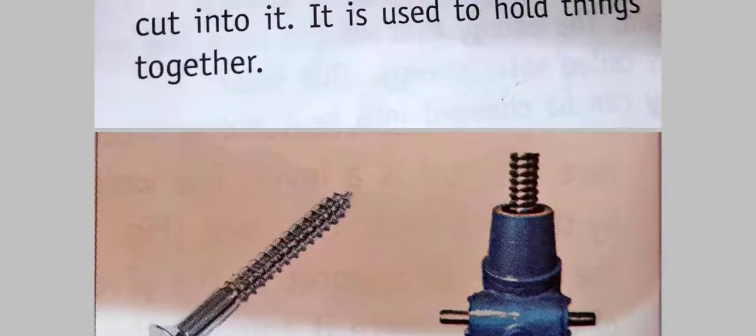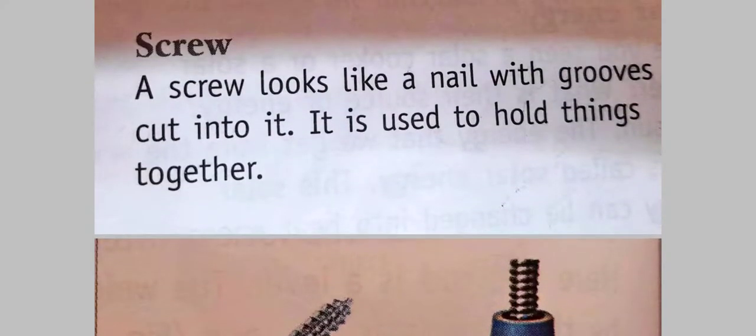So a screw is a simple machine which is used to hold things tightly together, and it looks like a nail with grooves. Mostly screws are used to hold things tightly together, and if things are joined with a screw, they are held together through a longer distance. If you compare the nail and the screw, the screw can hold things tightly together through a longer distance.